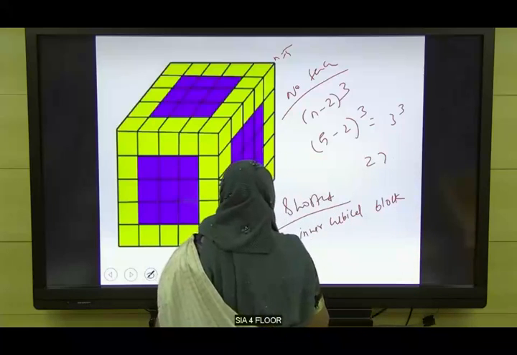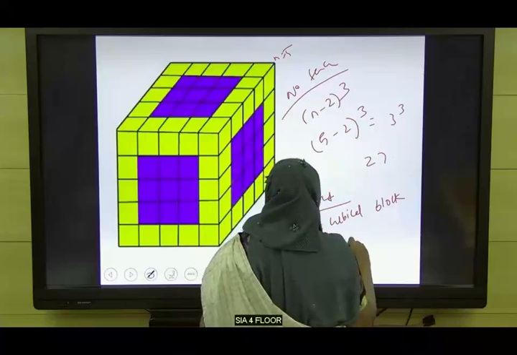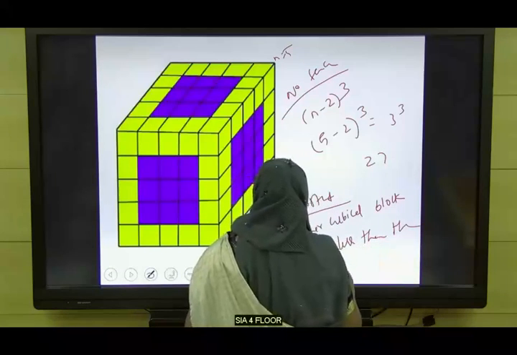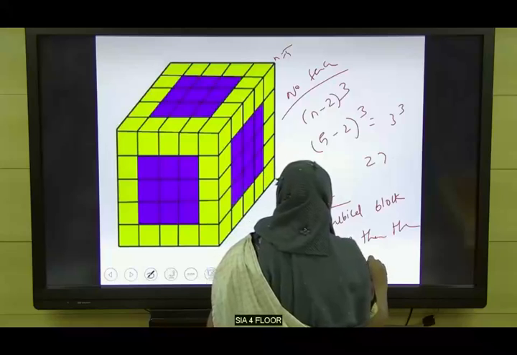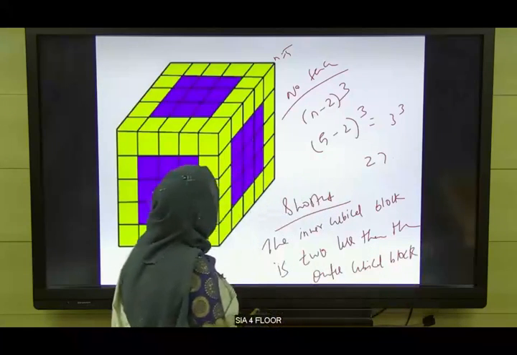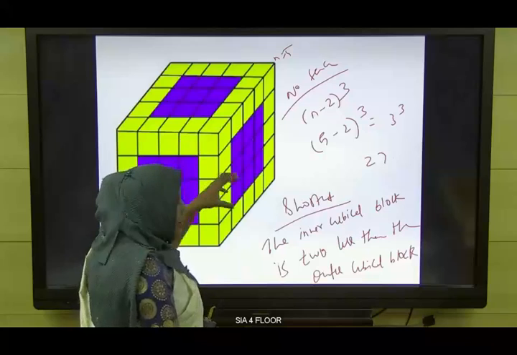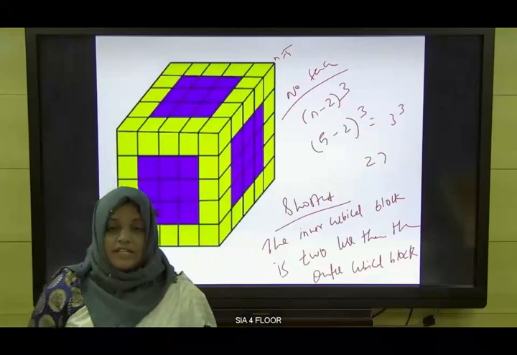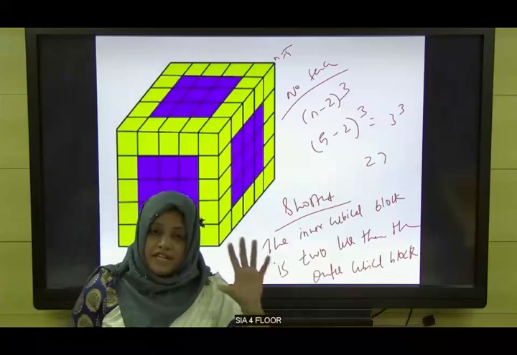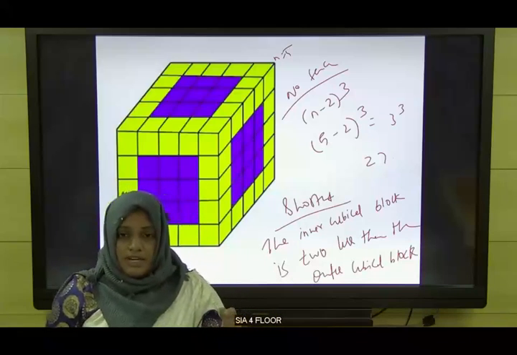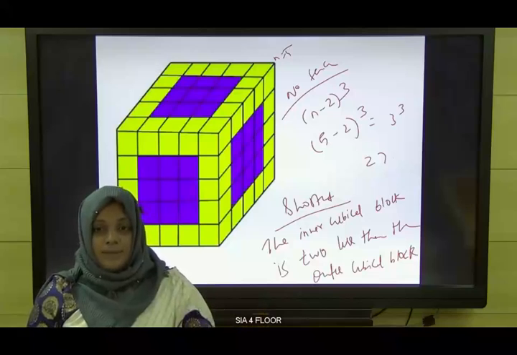is 2 less than the outer cubical block. See, this cubical block is 5, right? So inner cubical block will be 2 less than that, which is 3 cube. Like that you have to put. If it's 10 cube outside, then inner will be 8 cube, and 8 cube is 512.